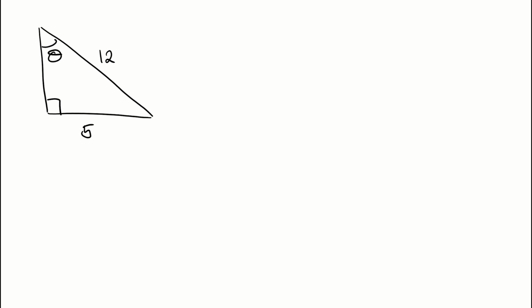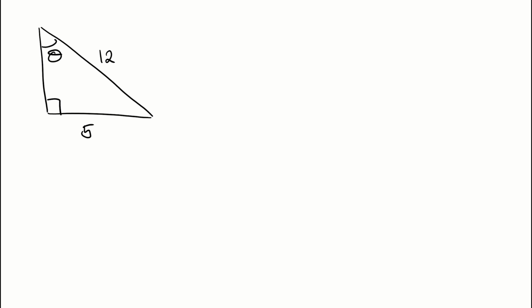So for example, let's say I am given a right angle triangle, and I am told that this side length here is 12, this side length down here is 5, and I've got to try and work out what this angle theta is here.